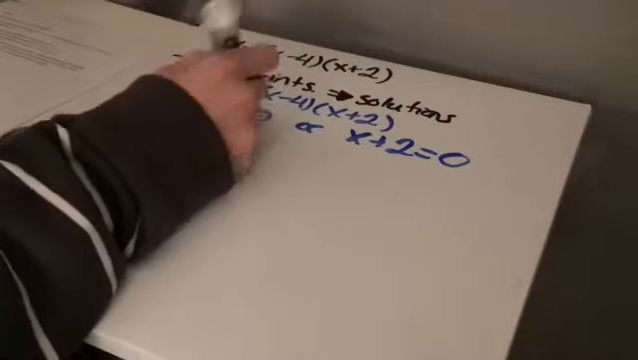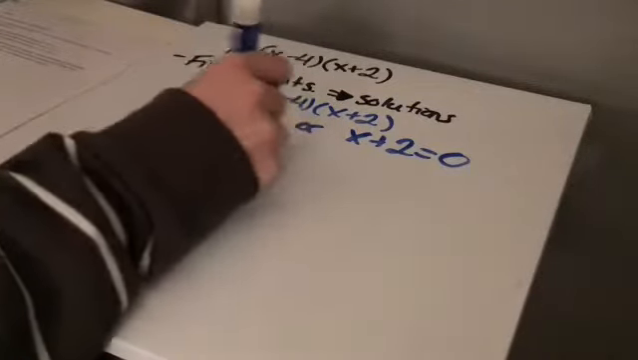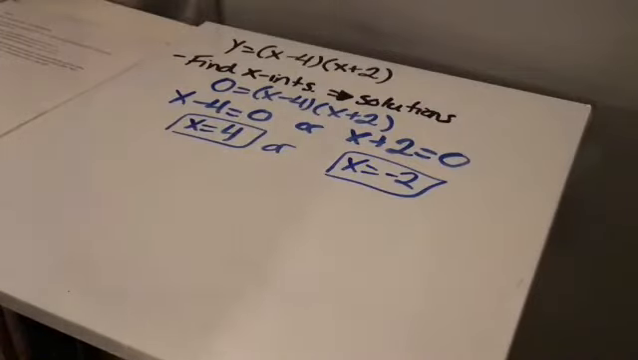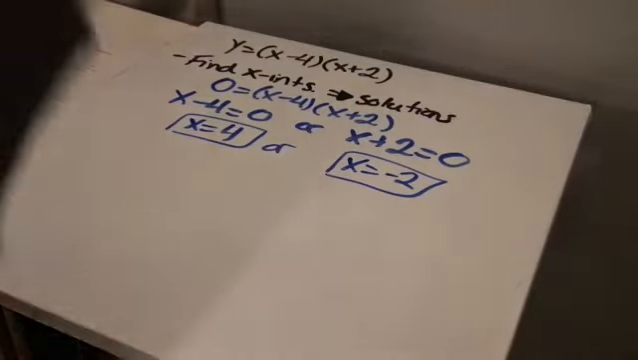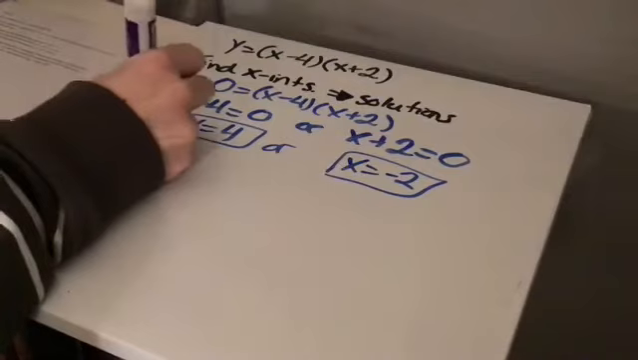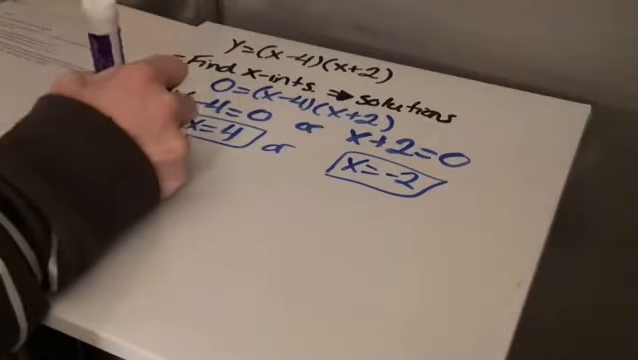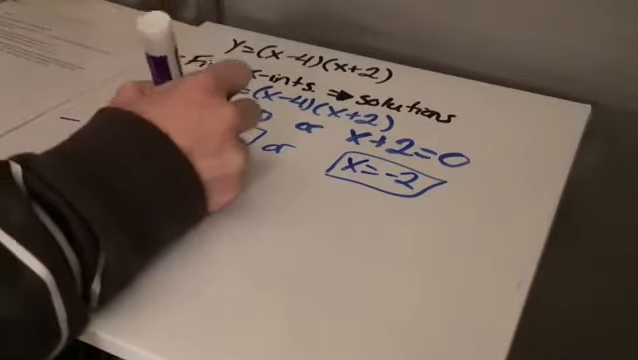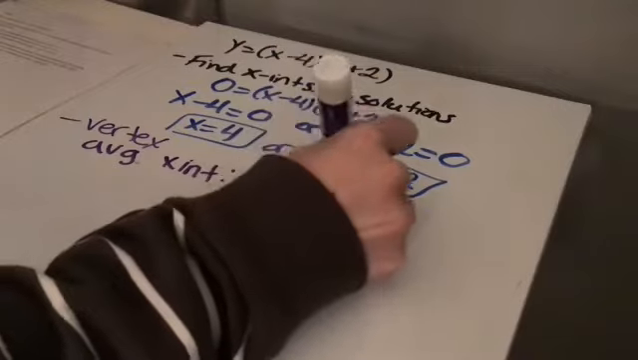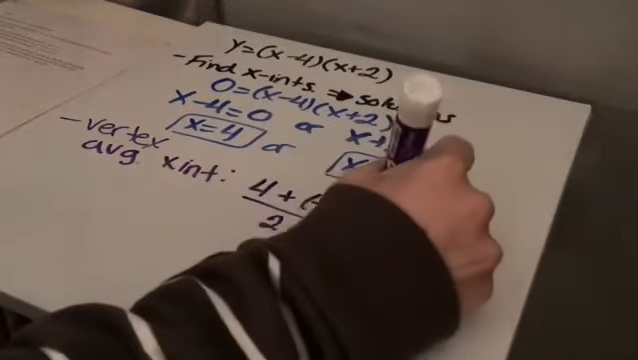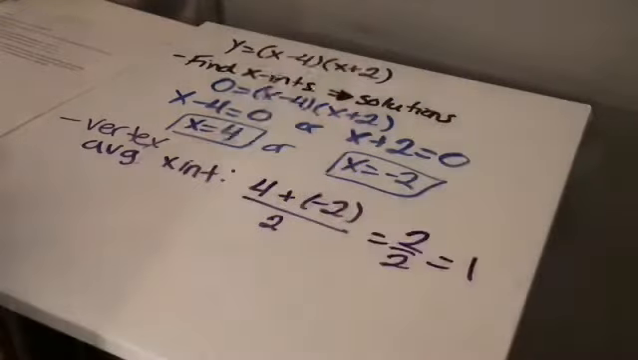Get x by itself, so we're going to add 4, and we're going to subtract 2. So our x-intercepts are at x equals 4 and at x equals negative 2. Okay? Then you want to find your vertex. So average your x-intercepts. Okay, so we're going to take 4 plus negative 2 and divide by 2. So the x-coordinate of your vertex is at 1.